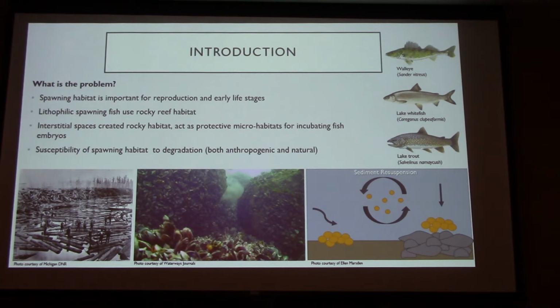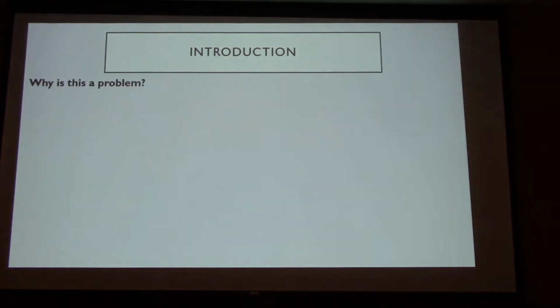And then we have our natural processes, right, like sediment resuspension from wave and wind energy, which transport sediments from certain areas of the lake. They can redeposit those sediments on top of our spawning habitats. So the combination of those anthropogenic and natural sources kind of led to some destruction or some loss of historic spawning spots in the Great Lakes.